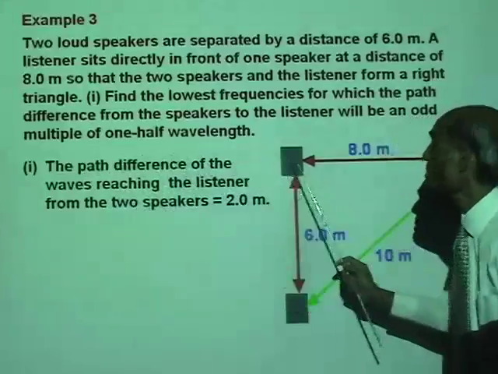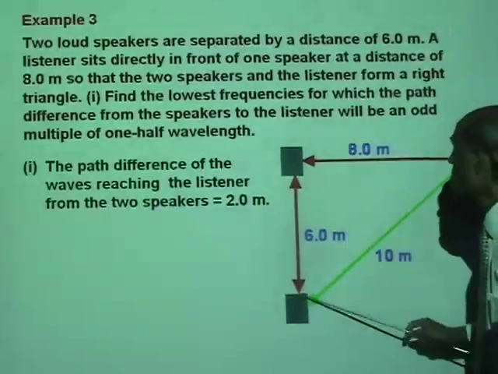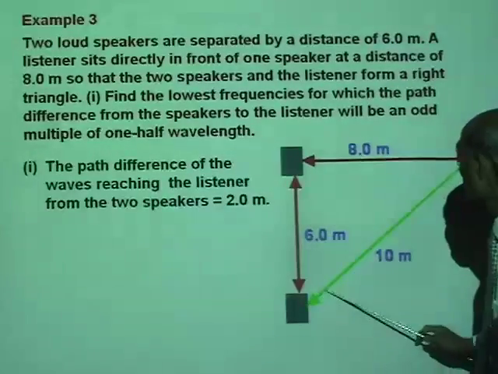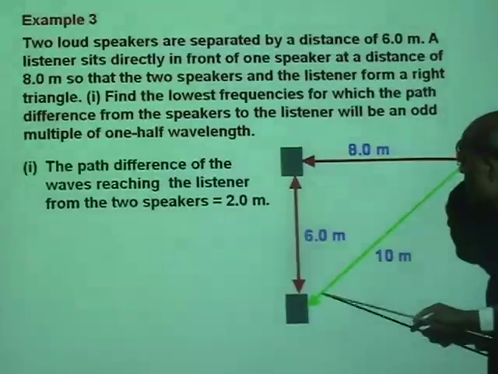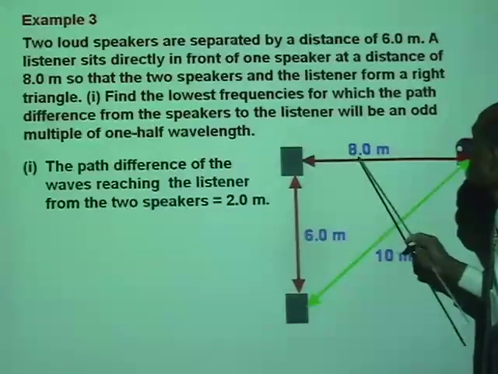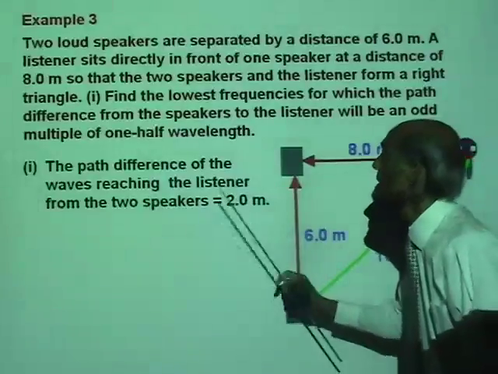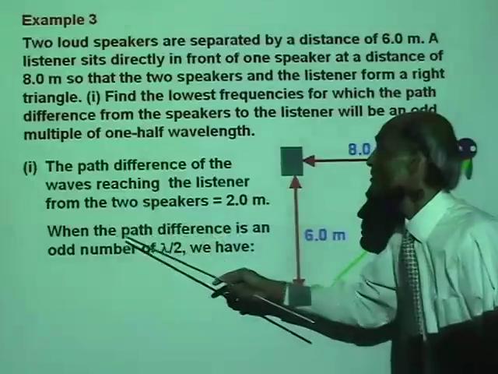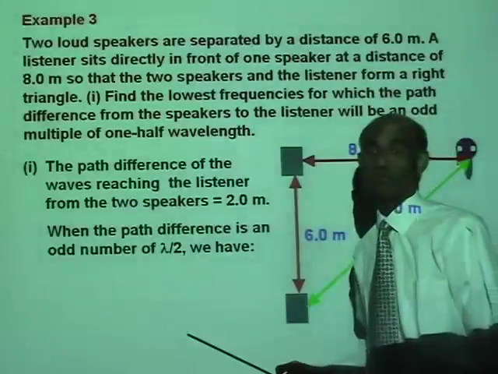What is the path difference between the waves from speaker 1 and speaker 2 reaching the listener? The waves from speaker 2 will travel 10 meters. The waves from speaker 1 will travel 8 meters. The path difference is 2 meters. Alright? When the path difference is an odd multiple of lambda by 2.